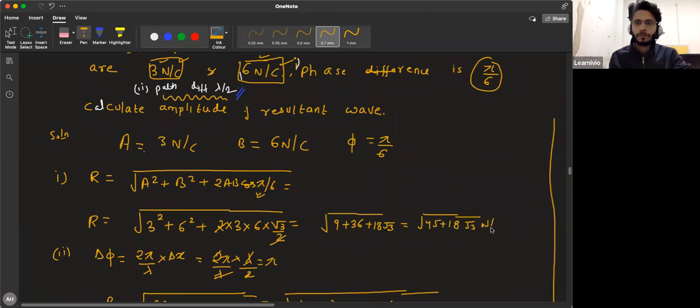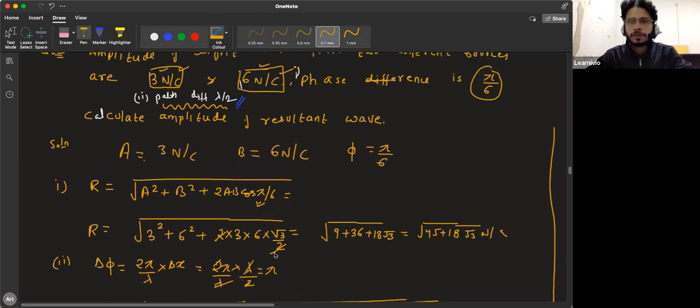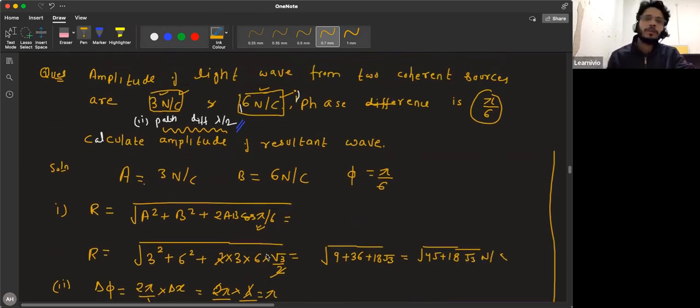Newton per coulomb. Is it clear now? Yes, sir. The formula based thing, now just substitute the value of A, B, and pi. Now see the second part.